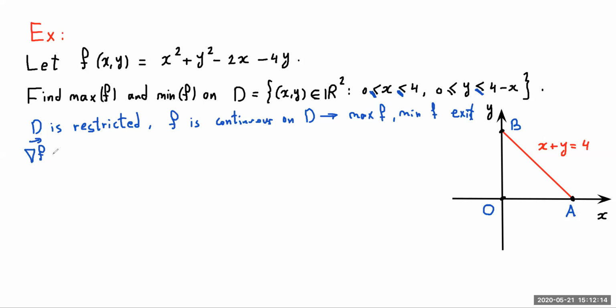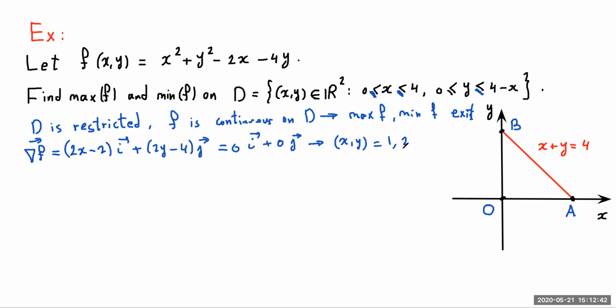The gradient of f equals the partial derivative of f with respect to x, which is 2x - 2, times i, plus the partial derivative of f with respect to y, which is 2y - 4, times j. If I put this equal to 0i + 0j, I will have (x,y) equal (1,2). So this point is critical.